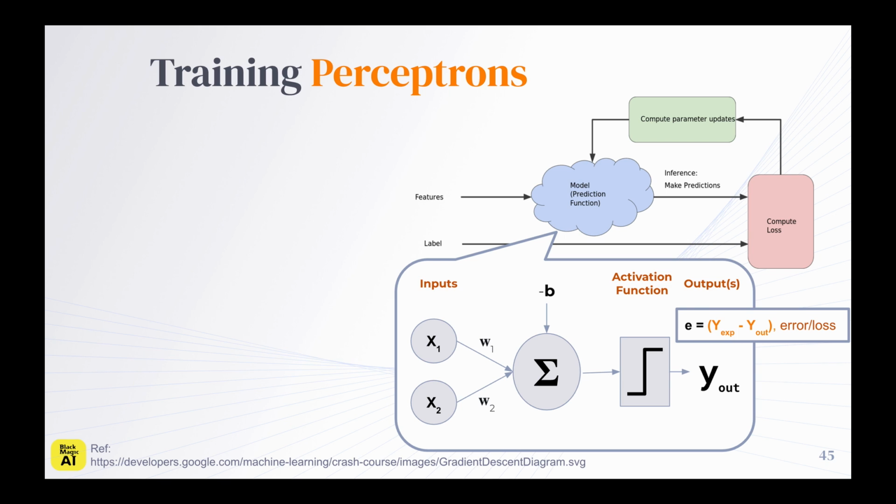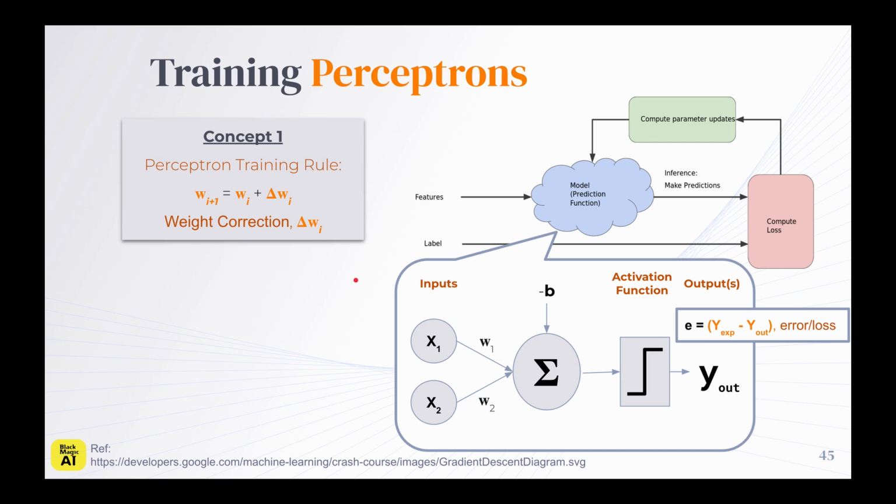So a negative error means that the actual output is larger than the expected output. So you can see here, if y out is bigger than y expected, then e is going to be negative. That means that the weight should be reduced for positive inputs and increased for negative inputs for the reasons we mentioned before. A positive error means that the actual output is smaller than the expected output, and the weight should increase for positive inputs and decrease for negative inputs.